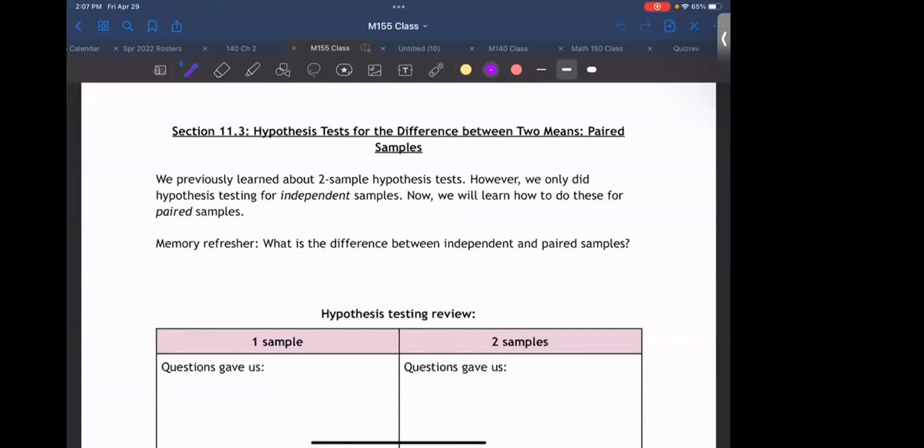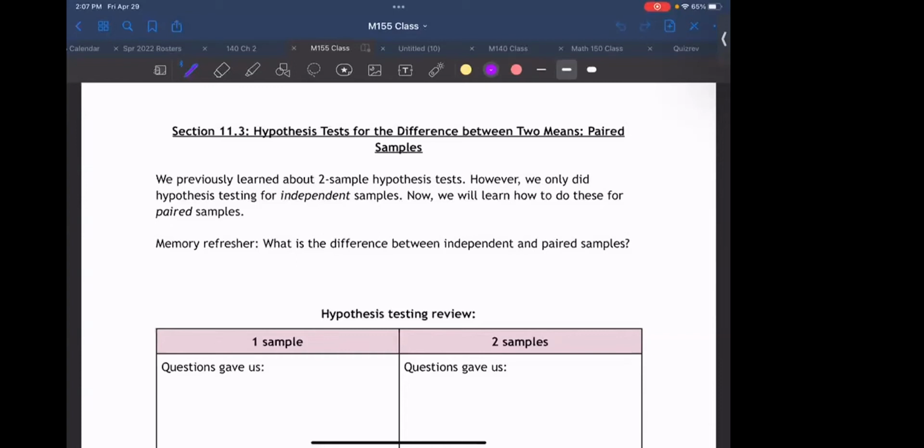Paired samples, you can literally pair them up. Usually the sample sizes are the same. You can see how they line up together. Okay. In 11.1, we dealt with independent samples, but we did kind of talk about paired. 11.2, we kind of skipped. And 11.3, we're going to talk about paired samples.